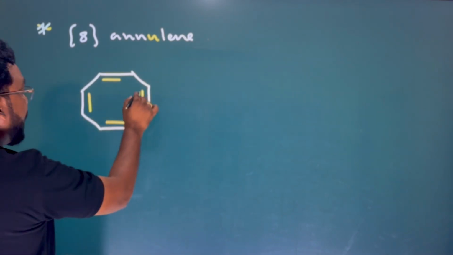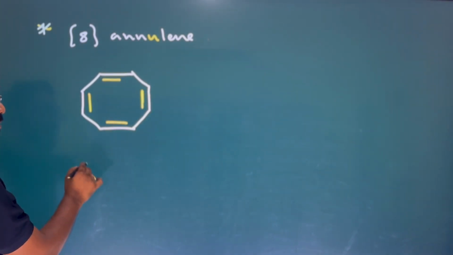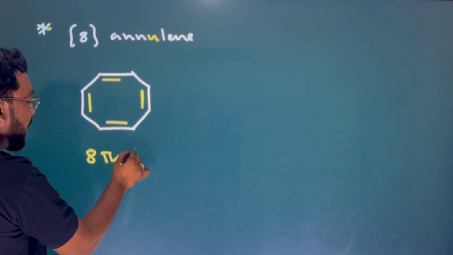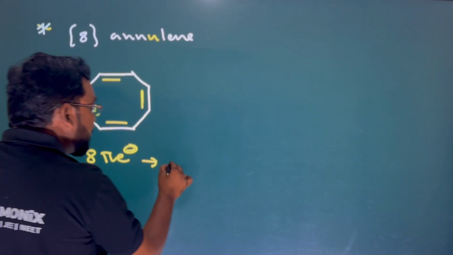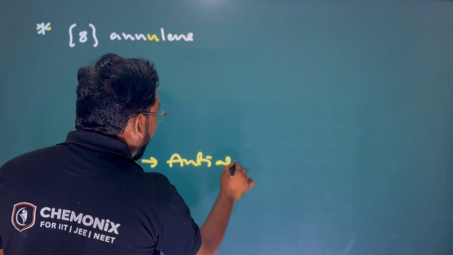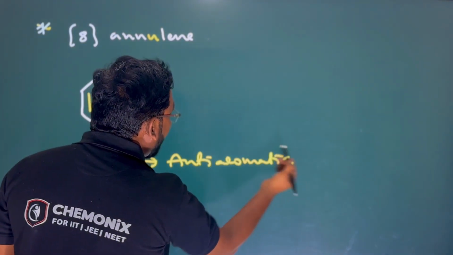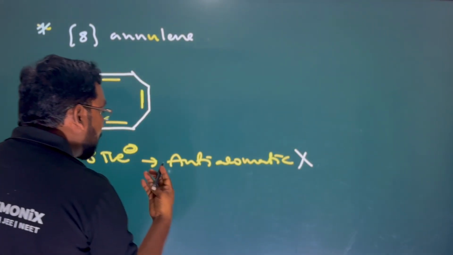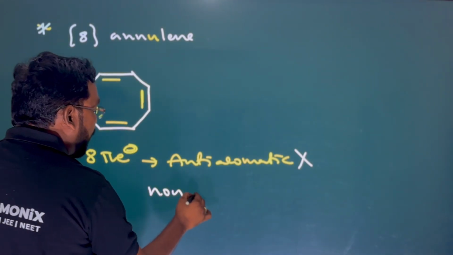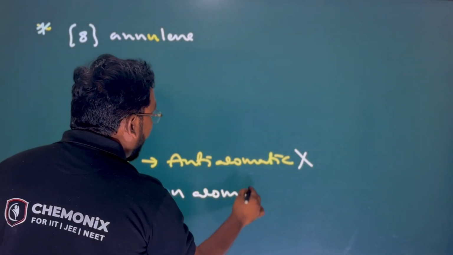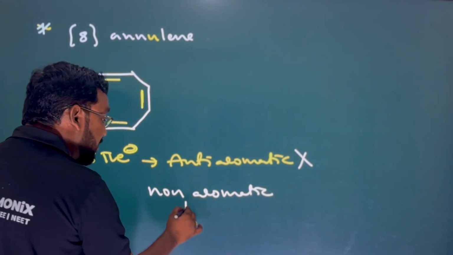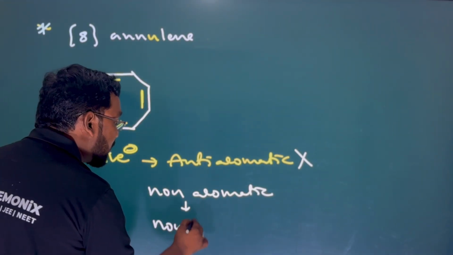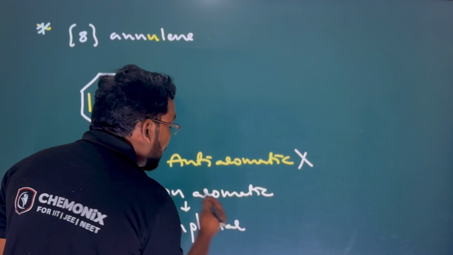In this 8 annulene there are 8 conjugated pi electrons. So we might consider it an anti-aromatic compound, but remember, this is not an anti-aromatic compound. This is a non-aromatic compound. Let me tell you why. The reason is that this is a non-planar ring.